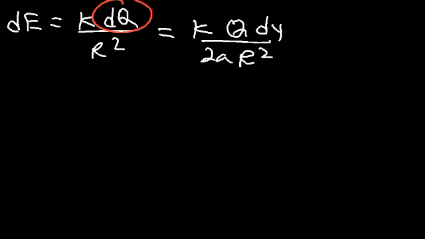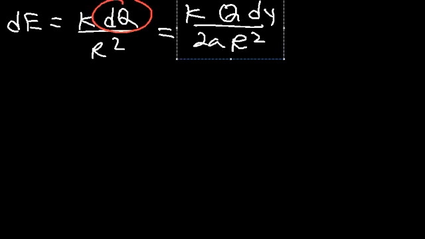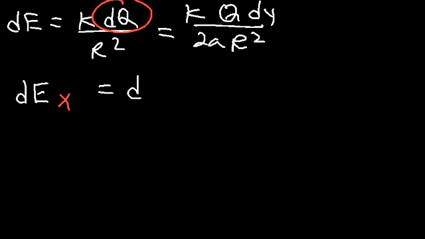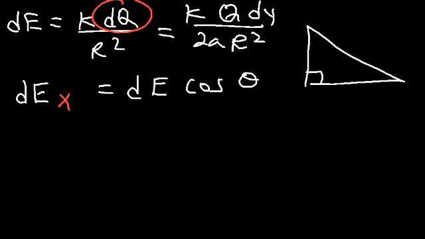So let's move this to the top. Now the electric field in the x direction is equal to dE times cosine theta. And if we redraw the triangle that we had before, we know that this is x, here's point P, here's the center, and this represents y, and this is r. Theta is this angle right there.